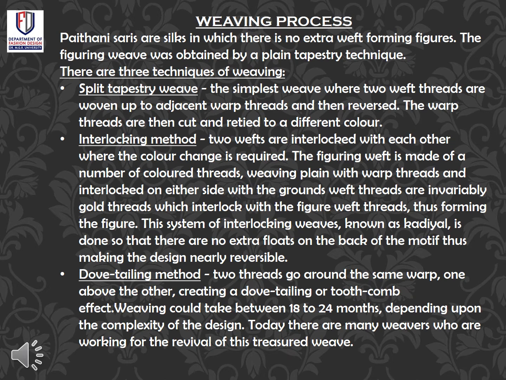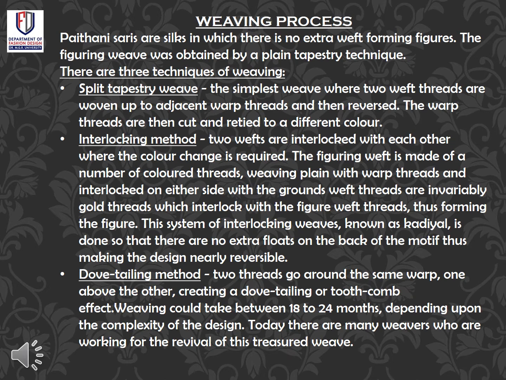The simplest weave, where two weft threads are woven up to adjacent warp threads and then reversed. The warp threads are then cut and retied to a different color. This is known as split tapestry weave. Two wefts are interlocked with each other where the color change is required.